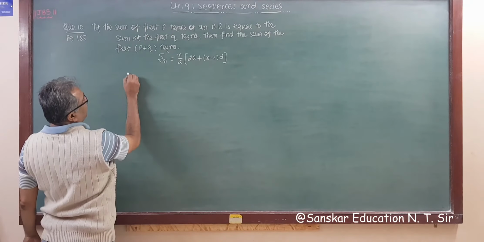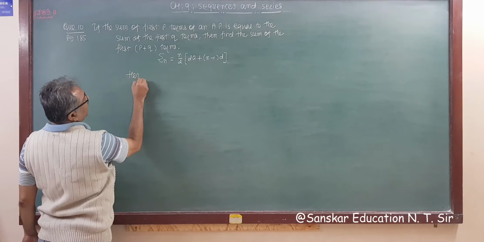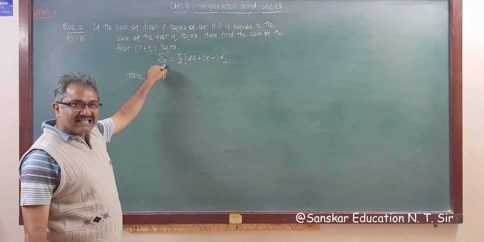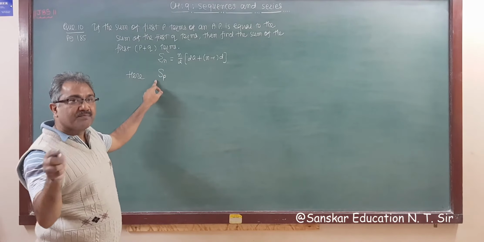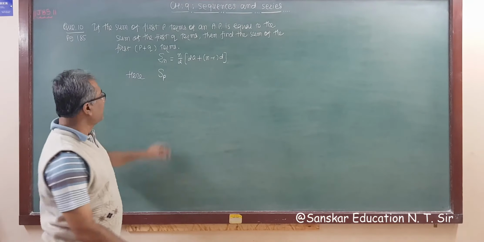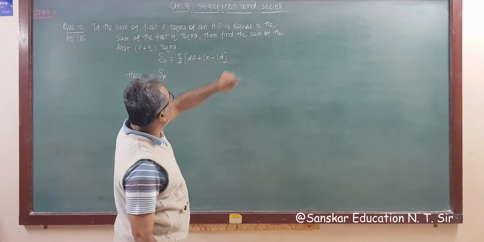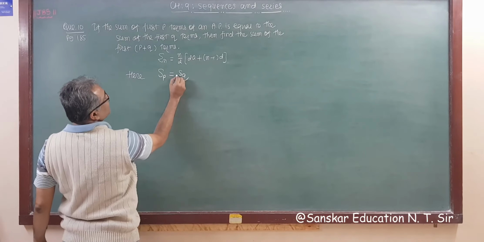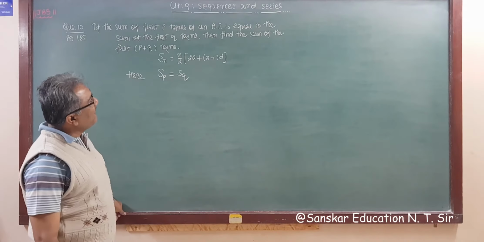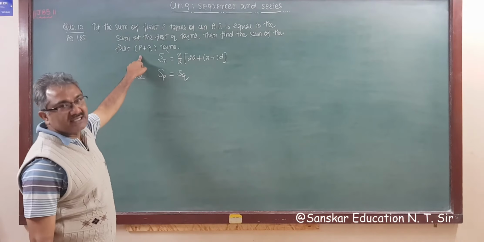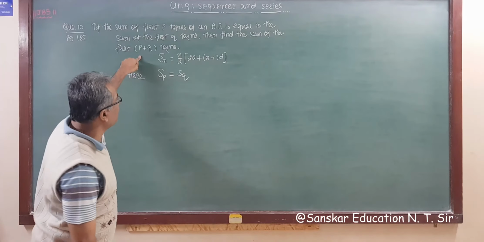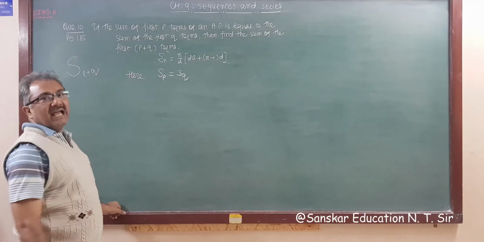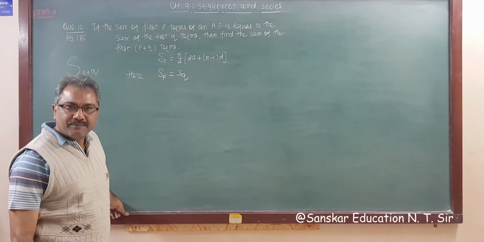That is given here. Sum of first n terms is Sn, so sum of first p terms is Sp. The sum of the first p terms of an AP is equal to the sum of the first q terms, that is Sq. Then find the sum of the first p plus q terms. That means Sp plus q हमको find करना है, right?